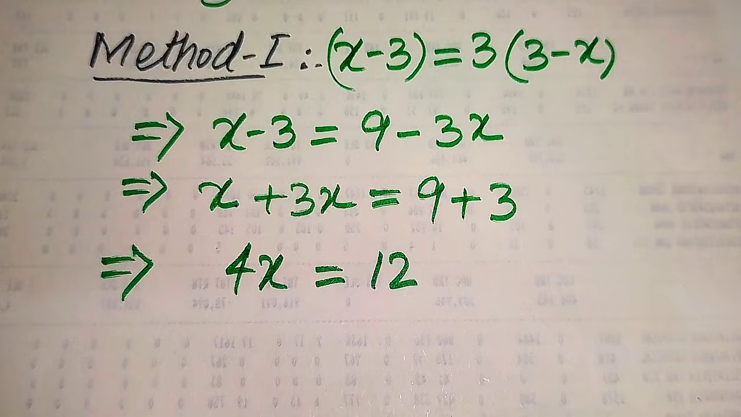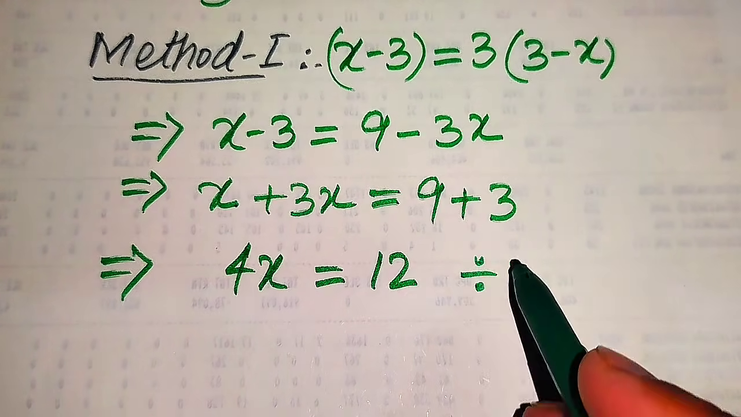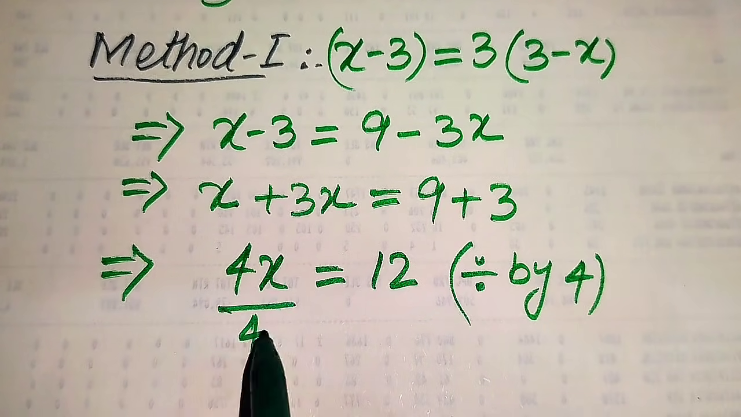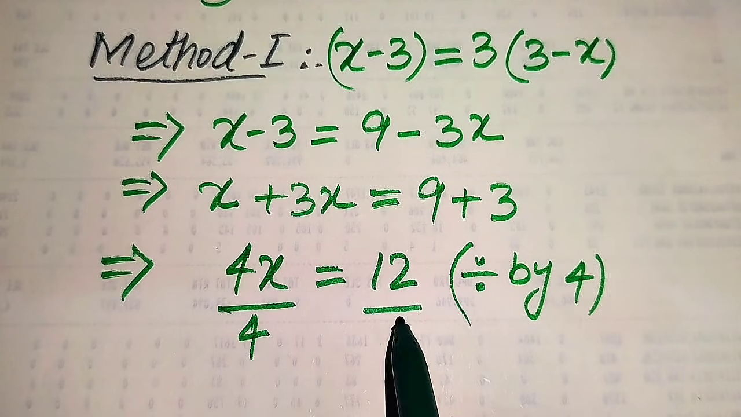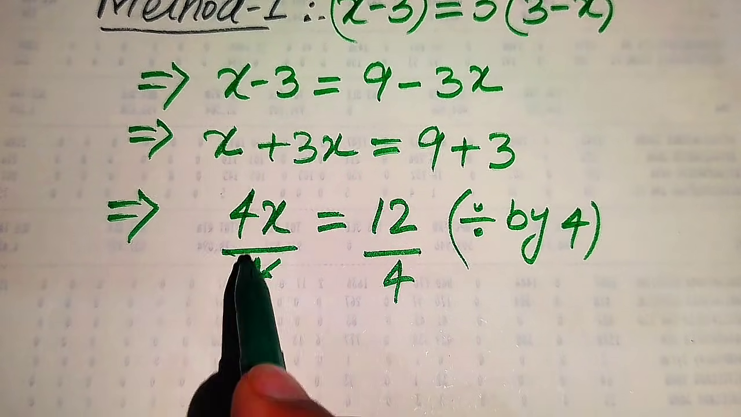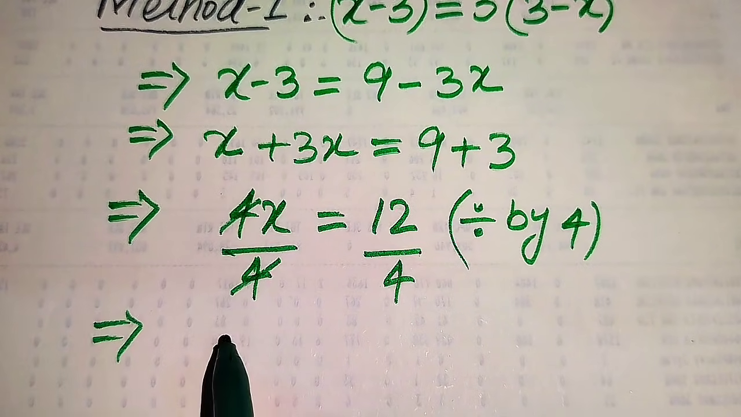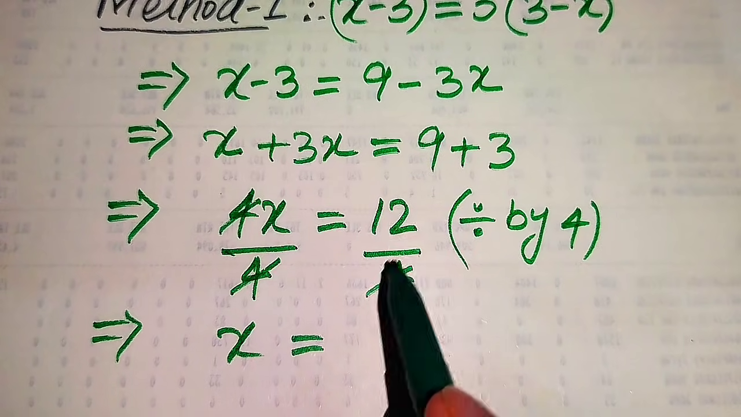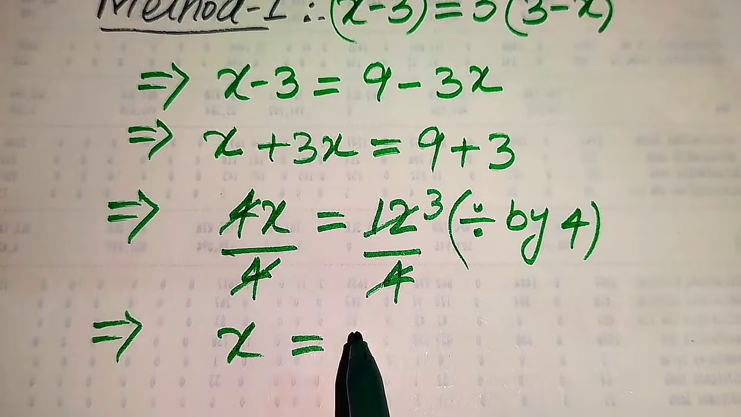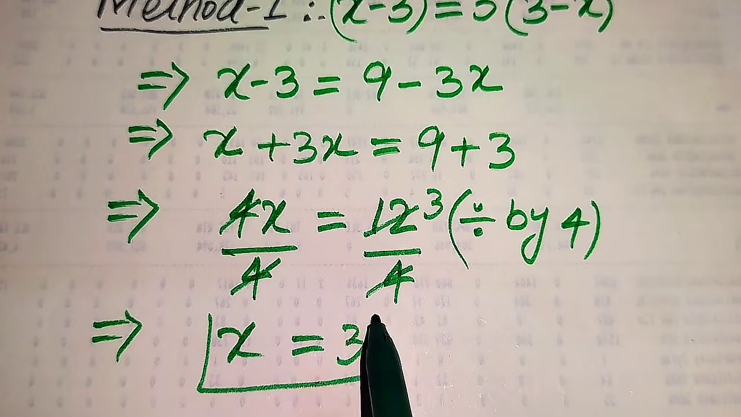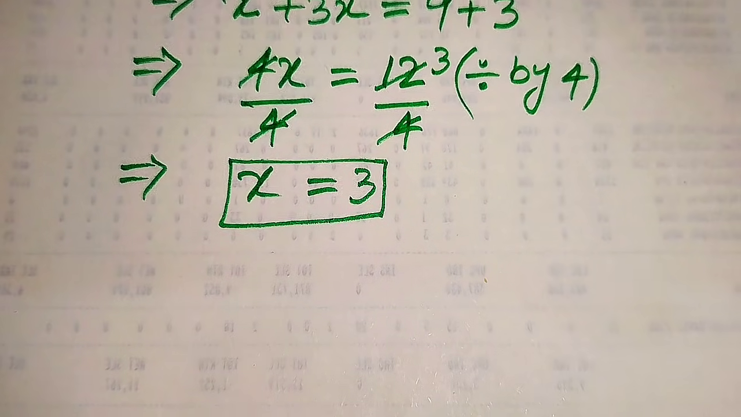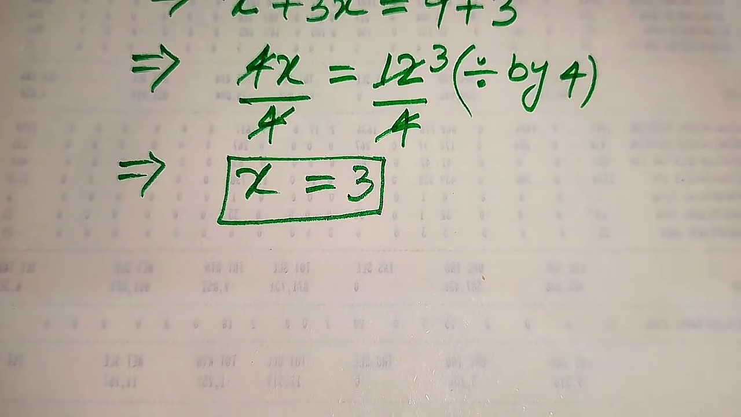In the next step we divide both sides by 4 in order to remove this 4 from the left hand side. After division by 4, it will be written as 4x divided by 4 equals 12 divided by 4. This 4 and this 4 cancel out each other, and we get x only on the left hand side, and on the right hand side 12 divided by 4 is 3, so we easily get the value x equals 3. So in the first method we get only one root of the given equation, and that is x equals 3.